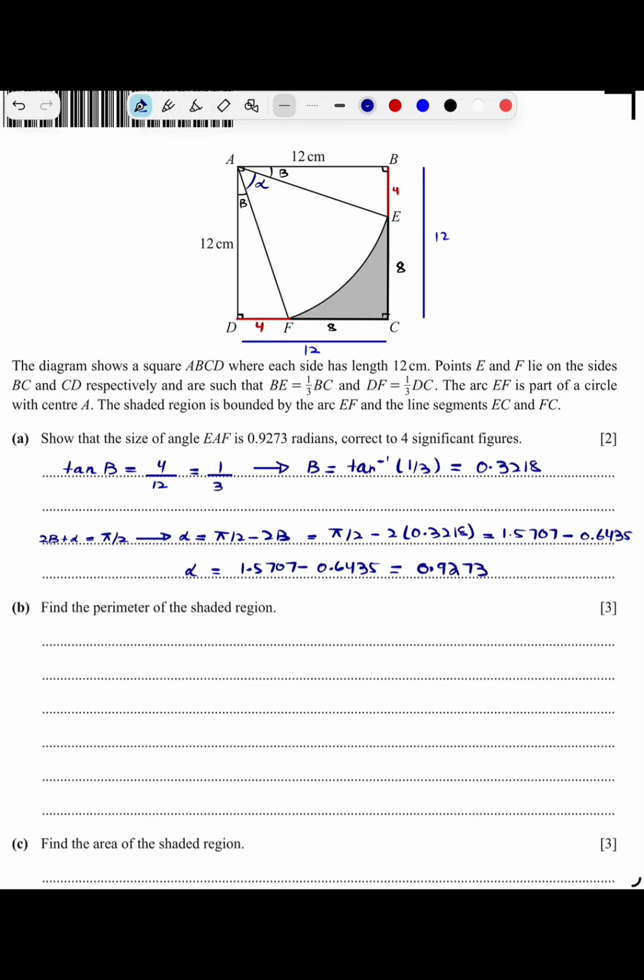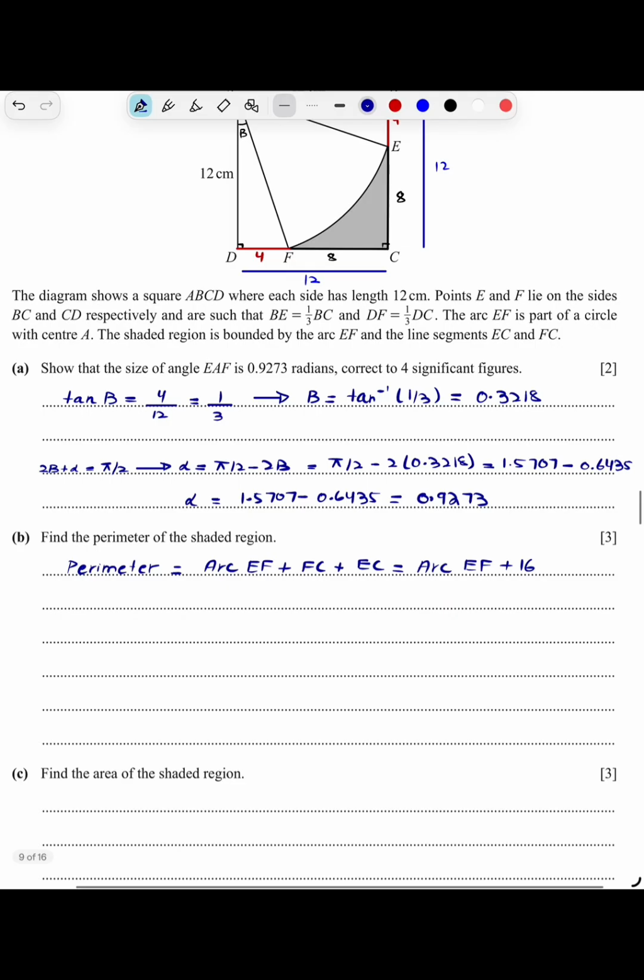Okay, find the perimeter of the shaded region. That means we need to find EF, EC and FC. Okay, right. So the perimeter I can see from the diagram is basically the arc EF plus FC plus EC, and that is 8 plus 8, right? So I have to find the arc EF, and 8 plus 8 makes 16.